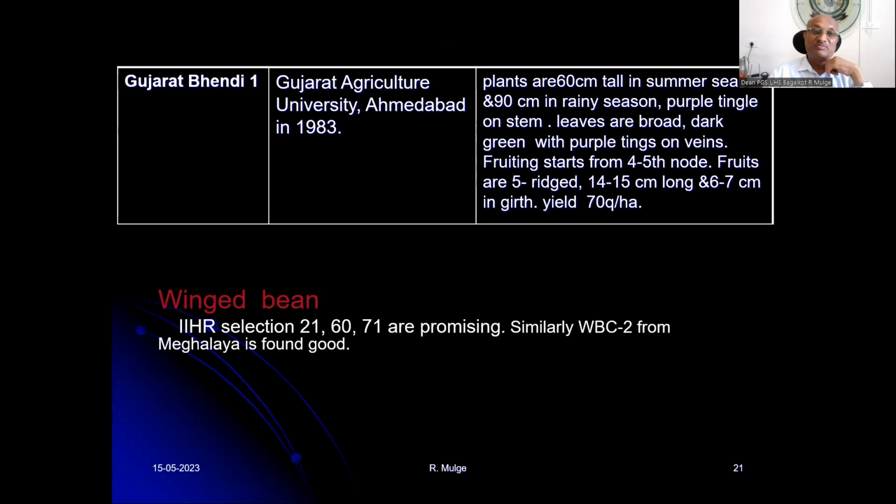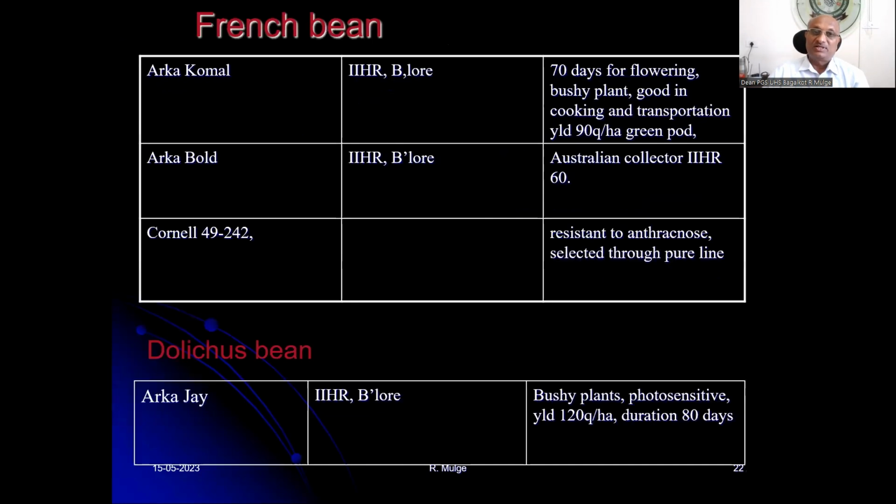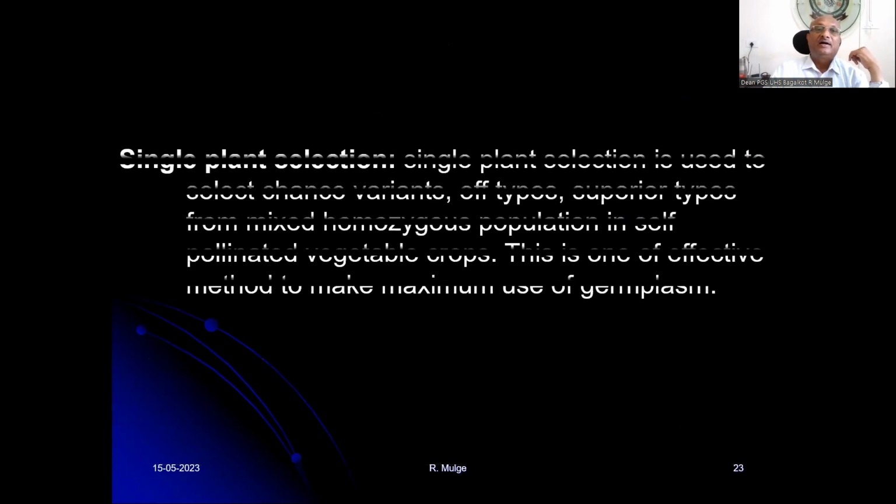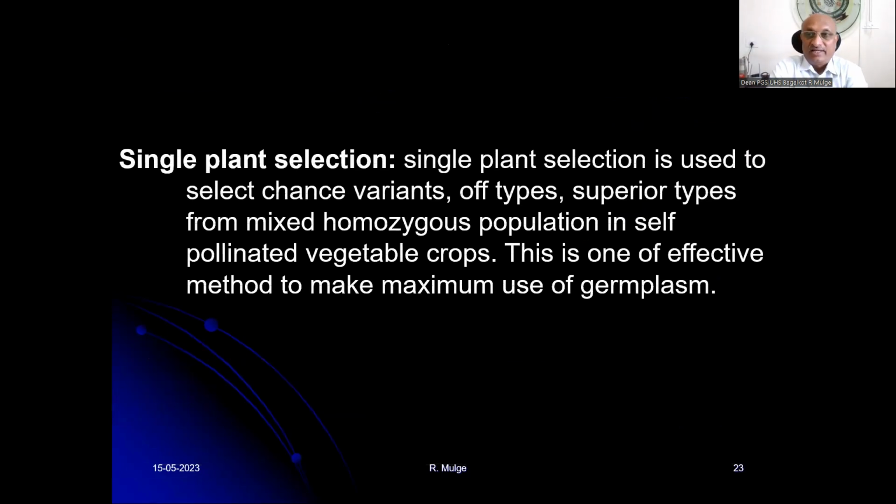Similarly, WBC2 from Meghalaya, good. Of course, then Narka Komal, French bean, Narka Bold, Cornell 49-242. Then Dolichos bean, Arka Jay. These are mentioned as the varieties developed through pure line selection. I'm not getting into the controversy: some varieties are mentioned as derivatives of pure line selection, and some references mention them as the pedigree method. That all depends on which source. It is originally what the plant breeder says that we have to take.